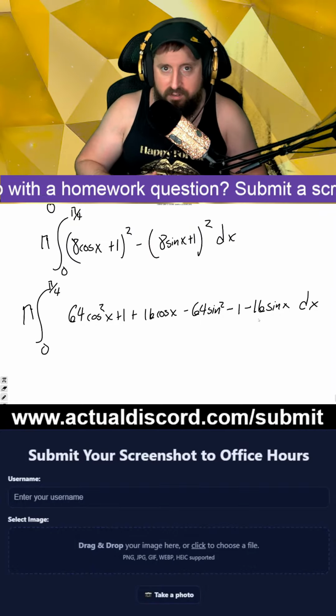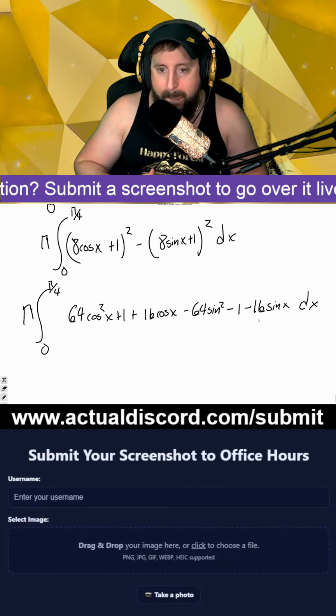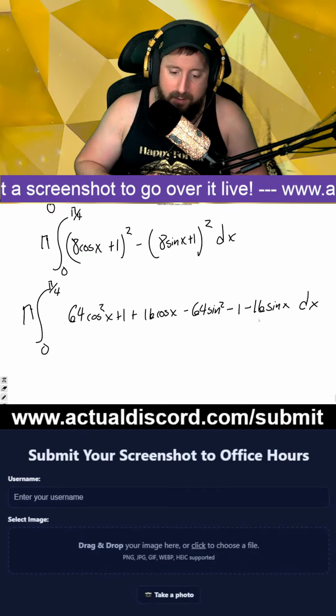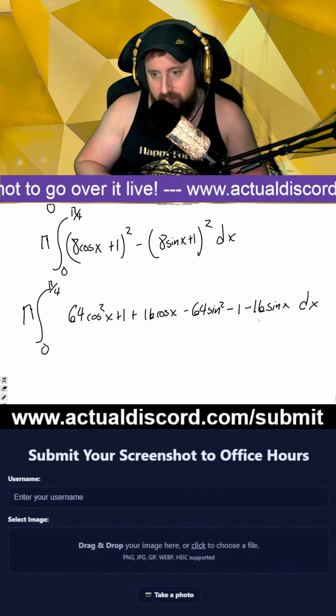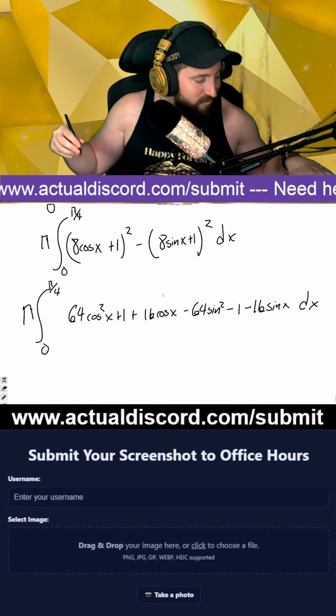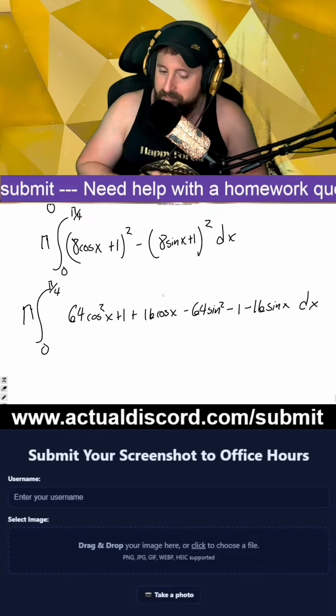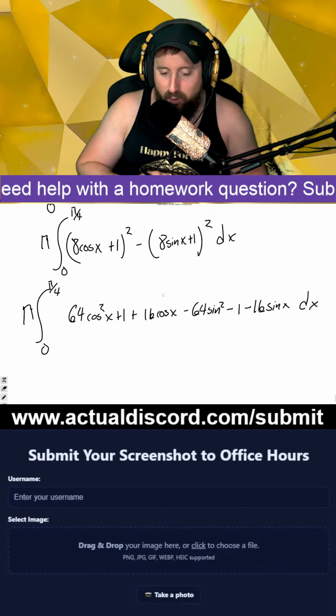Fembox got 16 times 1 plus the square root of 2 pi. I could see that. Unfortunately, this isn't like cosine squared plus sine squared, which would have been so nice. This would have just been 1. It's not. That's disappointing.